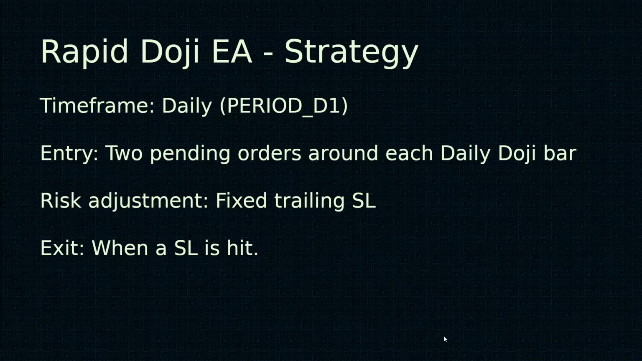The EA is designed for the daily time frame because technical analysis of candlesticks works best at a higher time frame. The entry will consist of two stop orders, one buy and one sell, around each doji bar. Risk adjustment is handled by a trailing stop loss, and exits occur when that stop loss is hit.